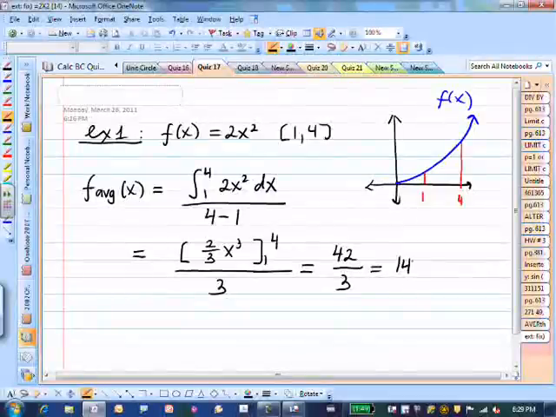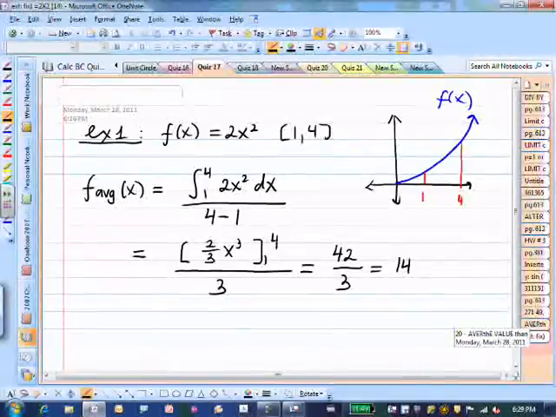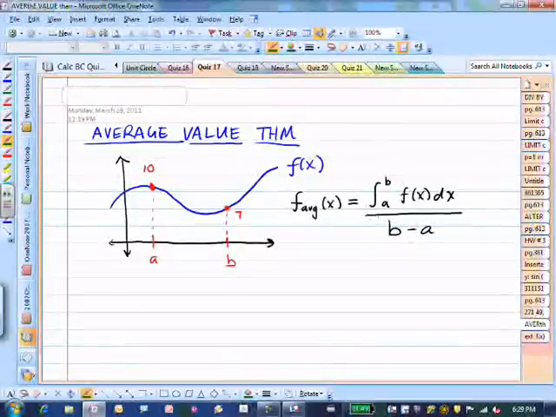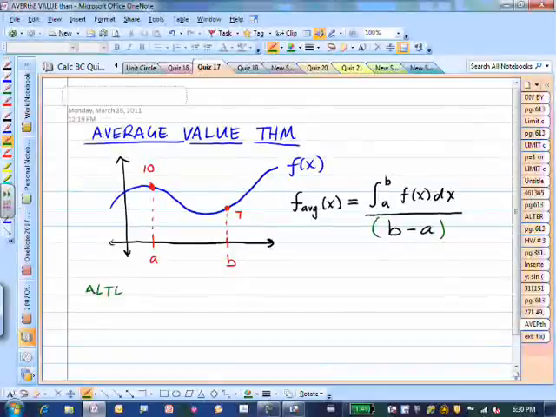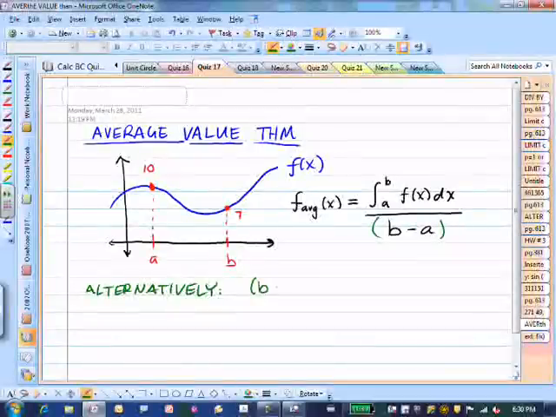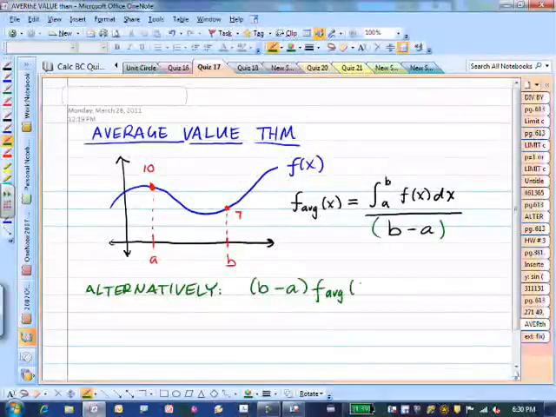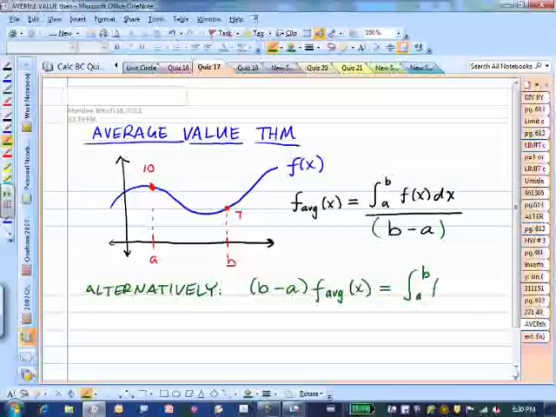Okay, there is one other implication. Let's go back to the first page where I have this formula. I'm going to rearrange this a little bit. I'm just going to move the b minus a over to the other side. So alternatively, I can rewrite this as b minus a times f average of x is equal to the integral from a to b f of x dx.